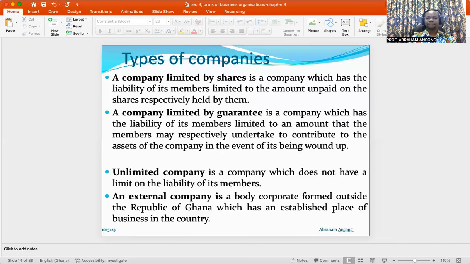An external company is a body corporate formed outside of the Republic of Ghana, which has an established place of business in the country. So we have companies currently in Ghana that don't really have their business setup or establishment in Ghana. The company is probably registered in South Africa, but they have an agency in Ghana to be able to transact on behalf of the company that is set up in, say, South Africa or the UK or any other country. That type of company is what is known as an external company.